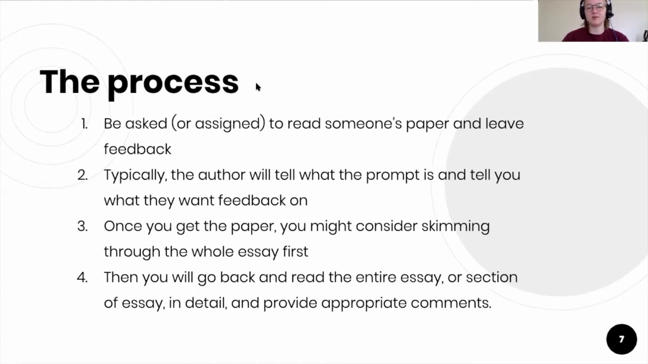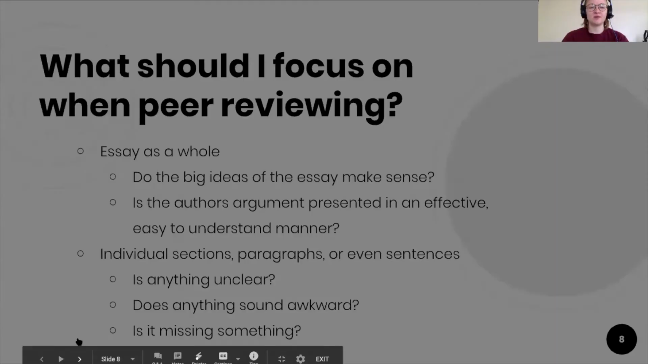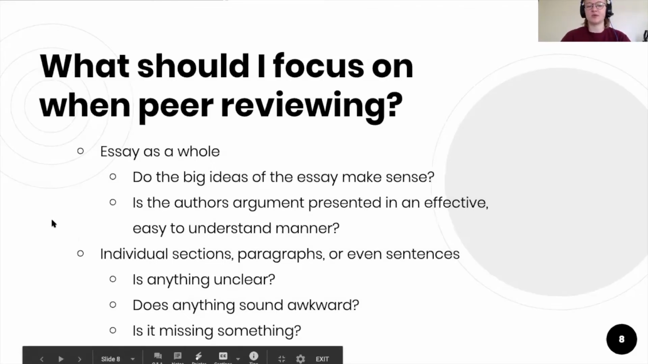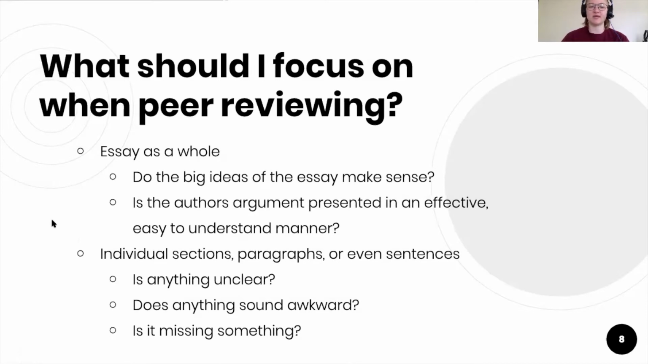Once you get the paper, you might consider skimming through the whole essay first just to get an idea of what's happening in it. Then you can go back and reread the entire essay or a specific section of the essay in detail and provide appropriate comments. So what should I focus on when peer reviewing? That's the big question, right? If you've never peer reviewed before, you're probably wondering, how do I give good feedback?